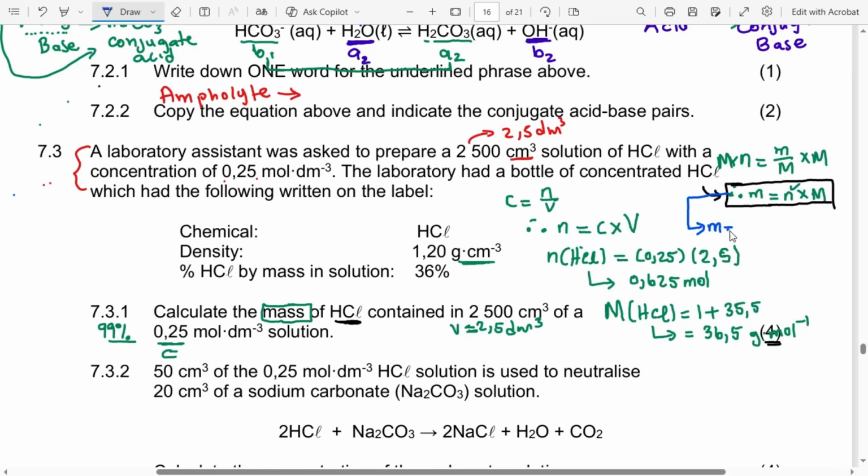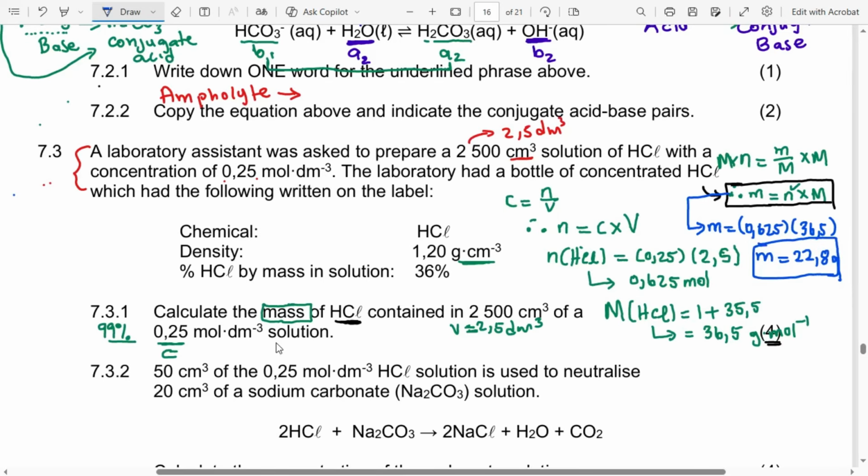So the mass will be the number of moles, which is 0.625, multiplied by 36.5. Multiply the two, you'll get your mass. Let me quickly multiply this on my side. 0.625 times 36.5 gives me 22.8 grams. This is your final answer.